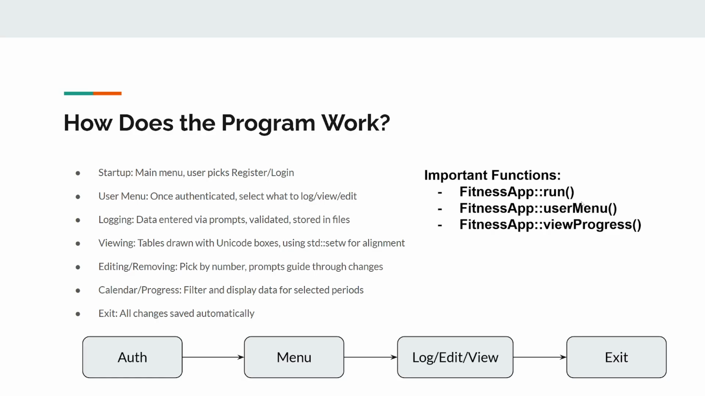Some important functions are the run, user menu, and view progress ones. Run, of course, runs the app, which is in the fitness app class. User menu contains most of the important logistics since it's the main user menu. And view progress is a way for users to view basically all their data. They can see all their workouts, nutrient logs, etc.